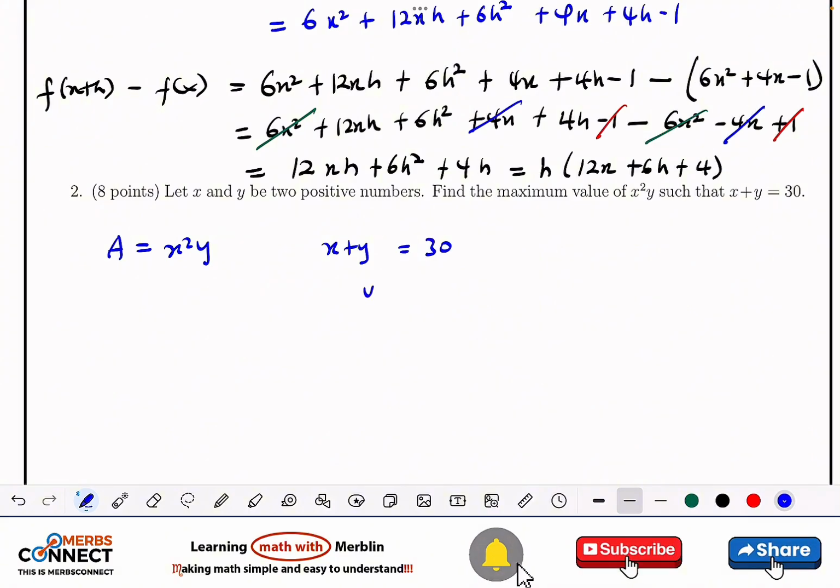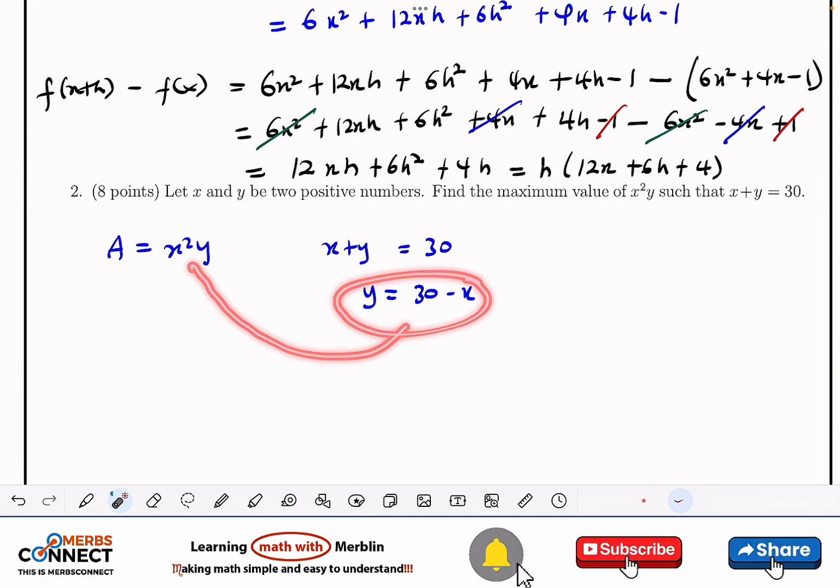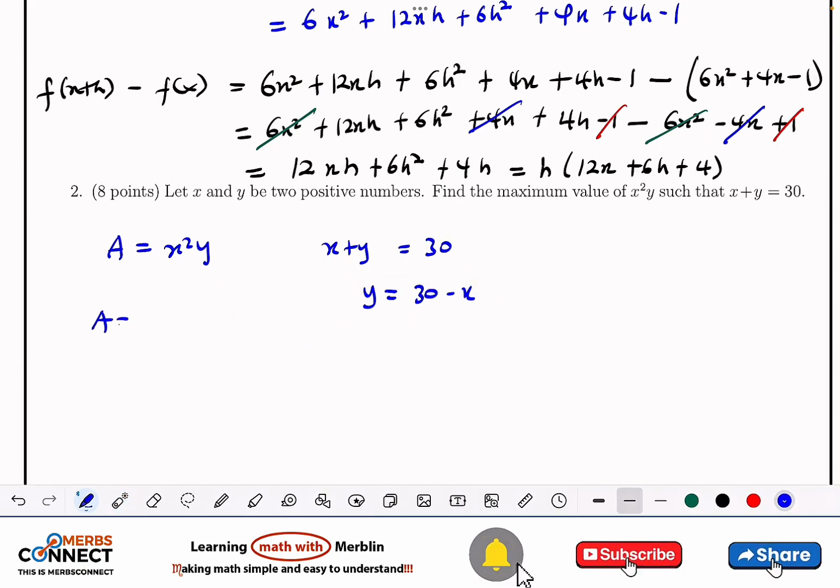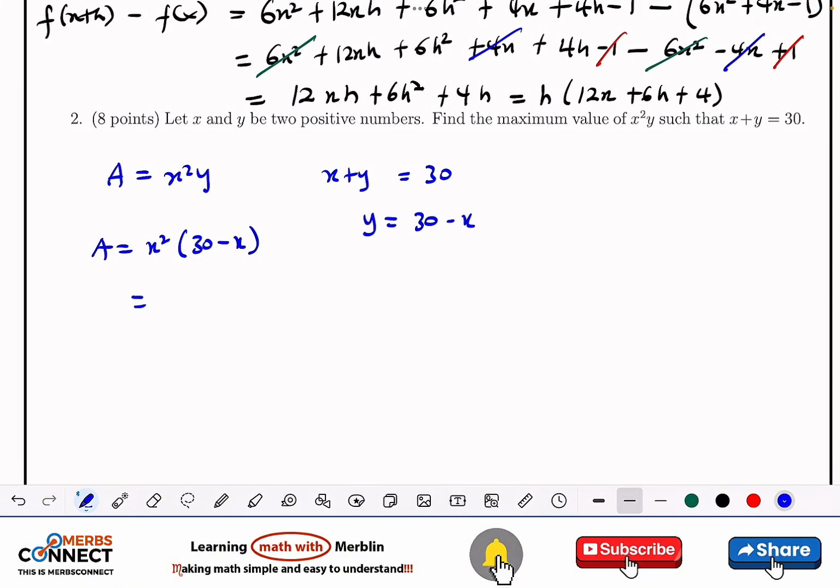So this, I can make y the subject, and I'm going to have 30 minus x. So I subtract x here, I subtract x here, and then I have this. Then I'll plug this one inside this, right? So let's do that. We are going to have A equal to x squared times 30 minus x, right? Because this is y. Then when I simplify this, I'm going to have 30x squared minus x to the power 3. So this is our A.